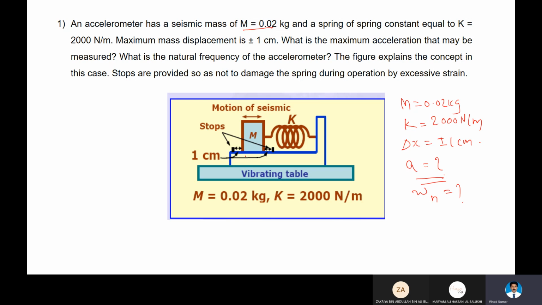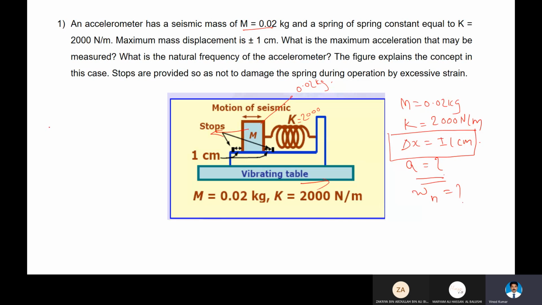So we know that in an accelerometer, there is a mass connected with a spring to the vibrating table. As the body is attached with the table, as the body moves with an acceleration in this direction, then mass will move in the opposite direction. So how much is the distance moved by the mass because of the vibration? Plus or minus 1 centimeter, because it's a vibration, hence it is plus 1 and minus 1. Spring constant K is given 2000. Mass is 0.02 kilogram. We need to find the acceleration and frequency.